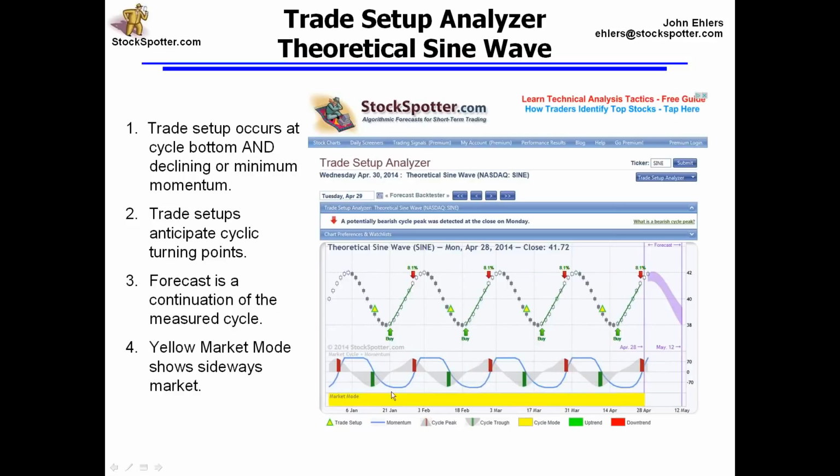Also at the bottom of the chart, this yellow line means that the market is going sideways. If it were in an uptrend, it would be green. If we're in a downtrend, it would be red.